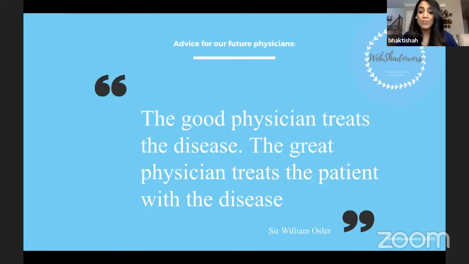The good physician treats the disease. The great physician treats the patient with the disease. As a rheumatologist, I don't look at a patient as the patient with rheumatoid arthritis. I treat them as a person.